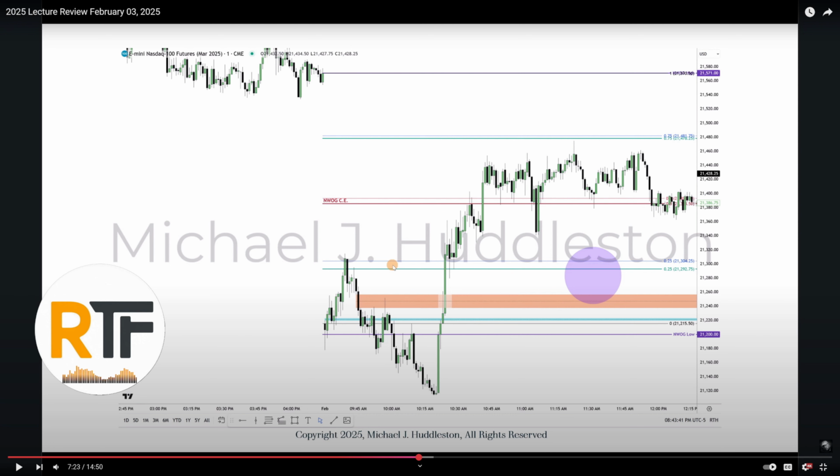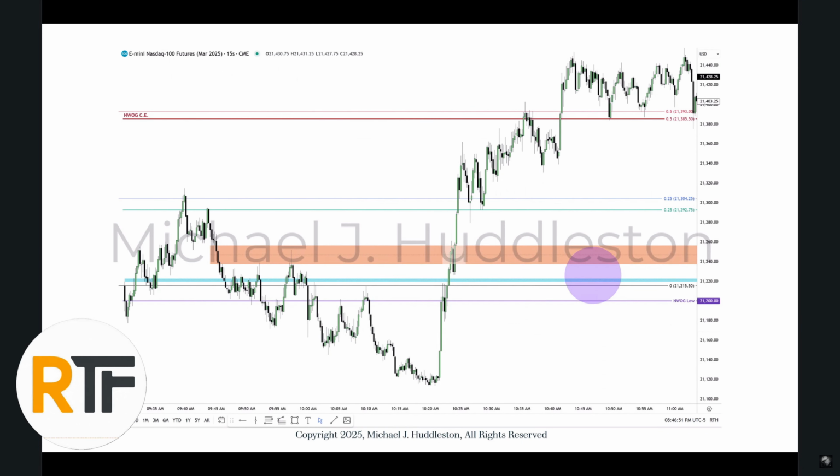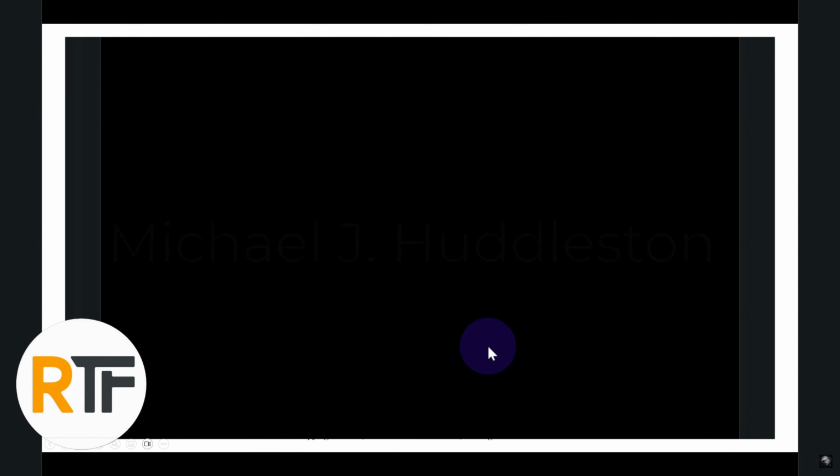But let's go ahead and see how Michael traded it. He goes on for a while, so I'm just going to let him cook. Here's a 15-second chart. We're zoomed in. There's that same little area right in here. And if you look at what we got now, here's the execution. You can see where I placed my stop loss.